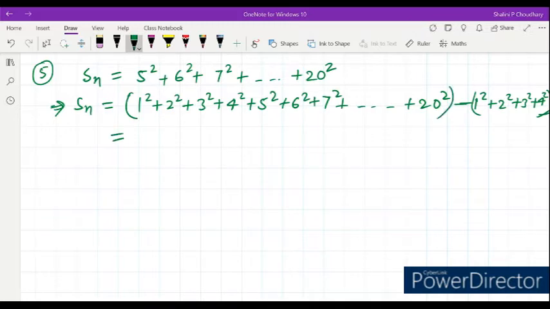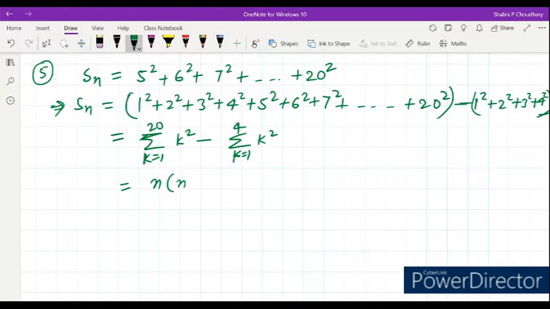So what will be the summation of it? It is basically summation of k is equal to 1 to n of k square, minus summation of k is equal to 1 to 4 of k square. And this is basically not n, this is 20, till 20, and this is till 4. So what will be the value of this one? The formula for k square is n into n plus 1 into 2n plus 1 upon 6. So here n is equal to 20.